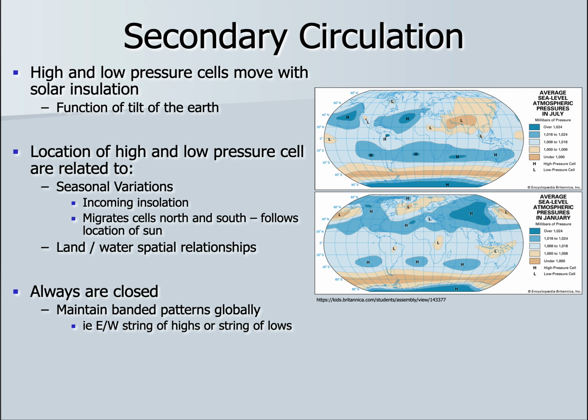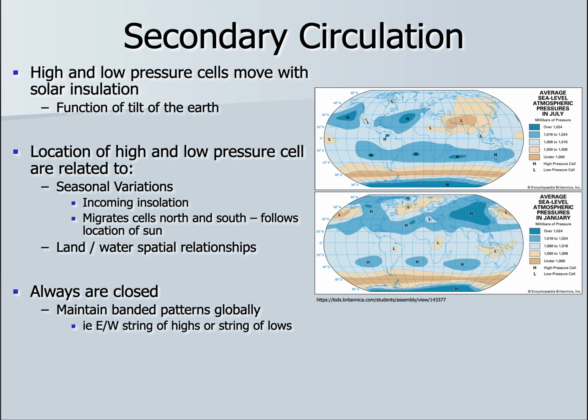So with the secondary circulation, what we're doing is we're tracking the movement of our high and low pressure cells across the surface of the globe, moving northward, moving southward, and then moving based on the direction of the winds, the westerlies and the easterlies, and of course those trade winds as well. So we're moving across the planet and pushing these high and low pressure cells around as a result.